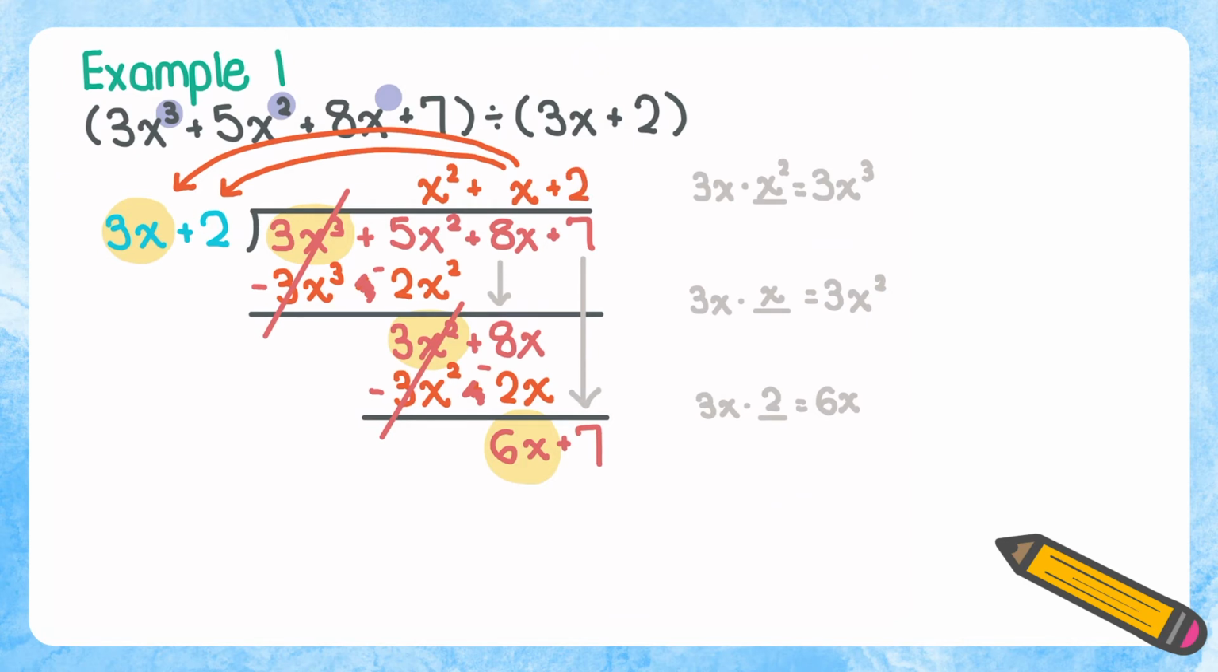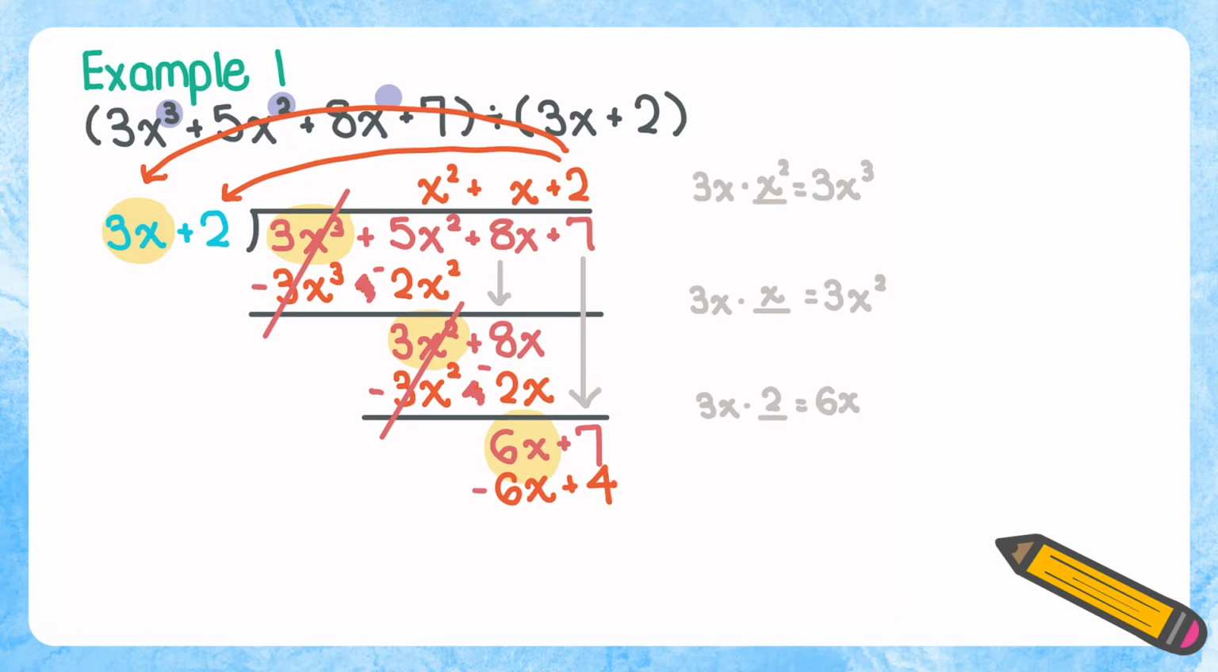Oh, let me erase these arrows from earlier. All right, now we're distributing the 2 to the 3x and the plus 2. So 2 times 3x is 6x, and 2 times 2 is positive 4. Again, remember to flip both signs. So the 6x minus 6x, those cancel, and 7 minus 4 is 3. So we were able to divide this polynomial.